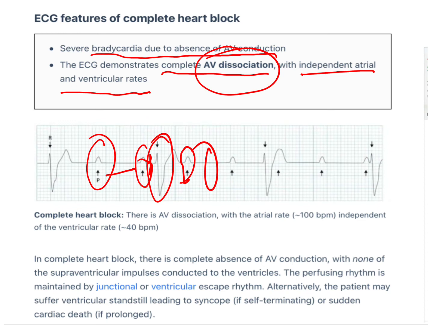So in complete heart block, there is complete absence of AV conduction, with none of the supraventricular impulses conducted to the ventricle. The perfusing rhythm is maintained by a junctional or ventricular escape rhythm. Such a patient may have a sudden history of syncope, or can have sudden cardiac death if this heart block is prolonged.